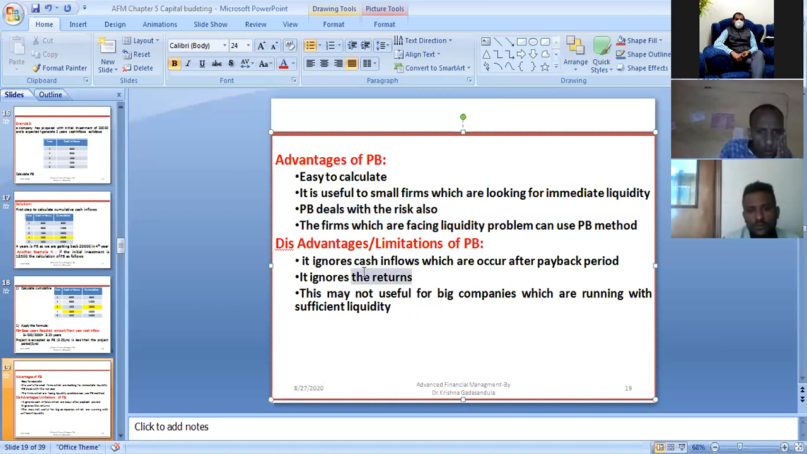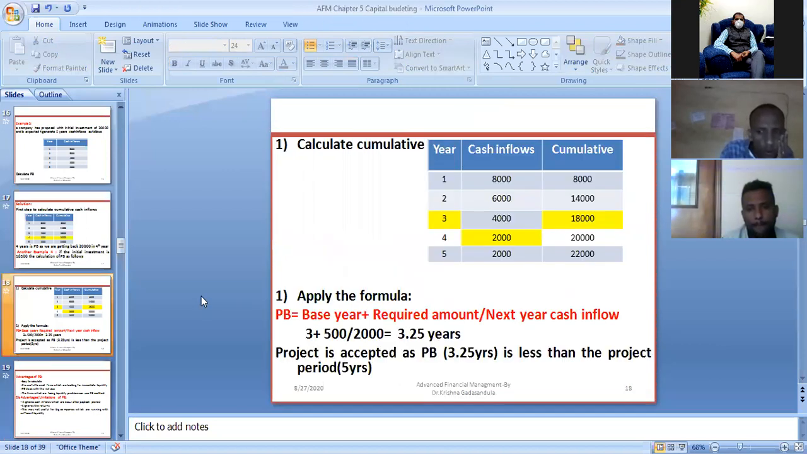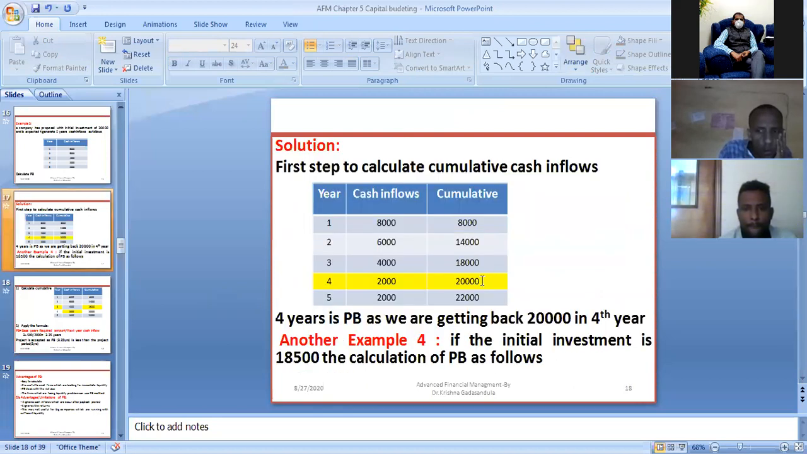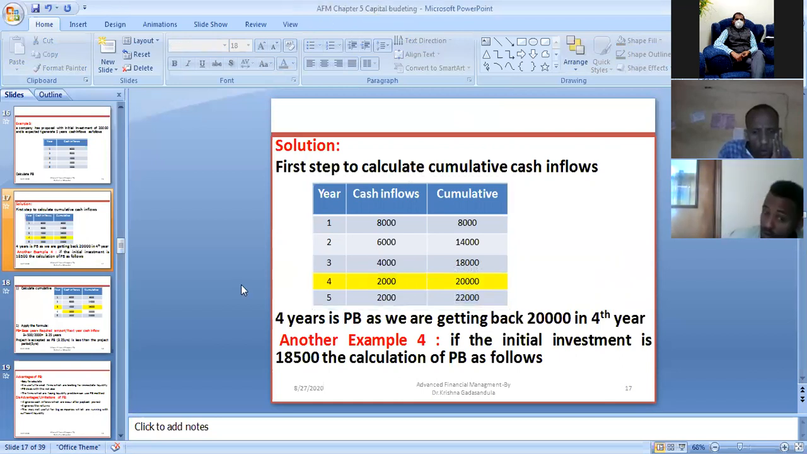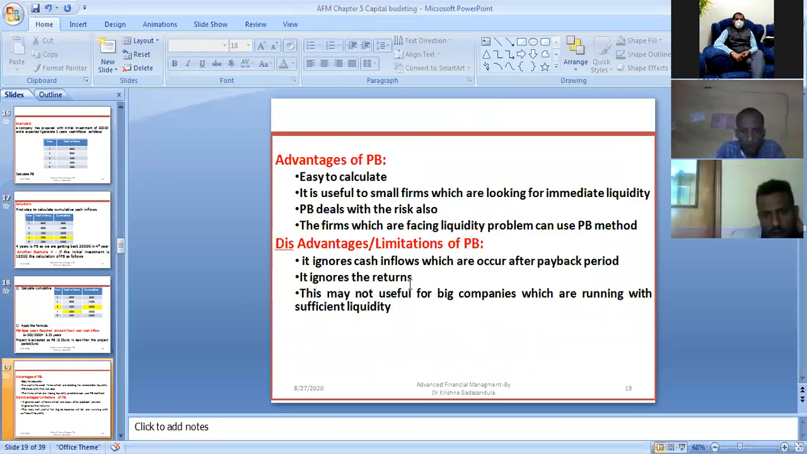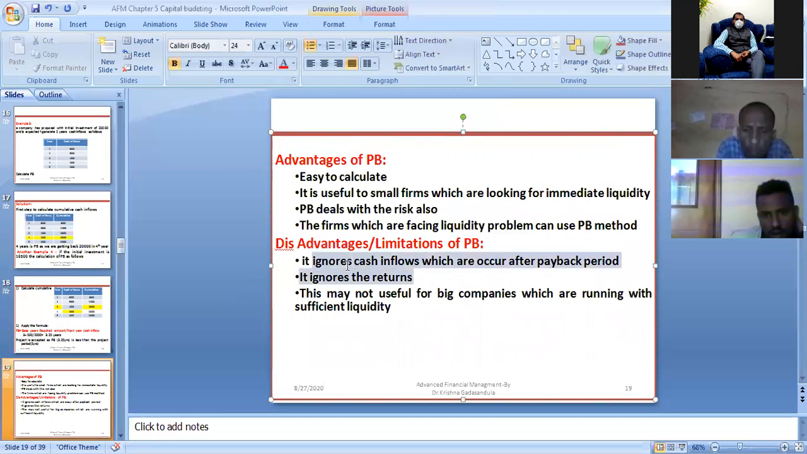And the disadvantage of payback period is that it ignores the cash inflows which occur after the payback period, because here, whatever we are getting, how many years is the payback period? Here the payback period is how much? 4 years. What about the 5th year cash inflows? We are not considering. Yes, after the payback period, whatever cash inflows are coming, we are not considering. So that's why it ignores the cash inflows which occur after the payback period.